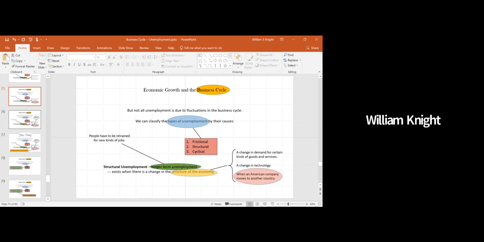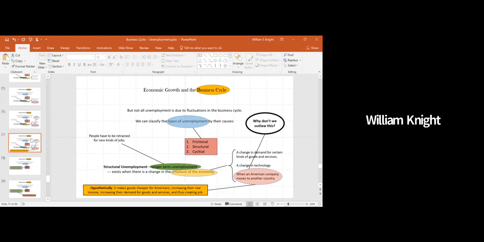But when they move to another country, isn't this going to destroy jobs? The answer is yes. Why do we outlaw this if it's going to destroy jobs? Well, hypothetically, look at this gold box here. Hypothetically, it makes goods cheaper for Americans, increasing their real income. Does this sound familiar? Thus increasing the demand for goods and services, and thus creating jobs.